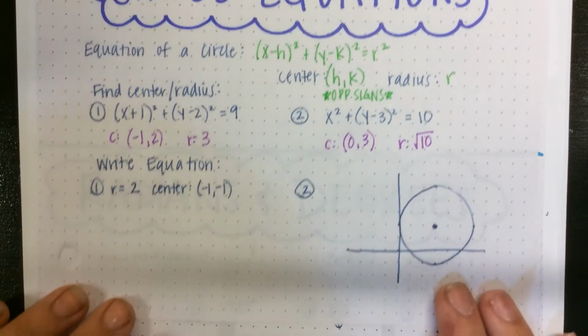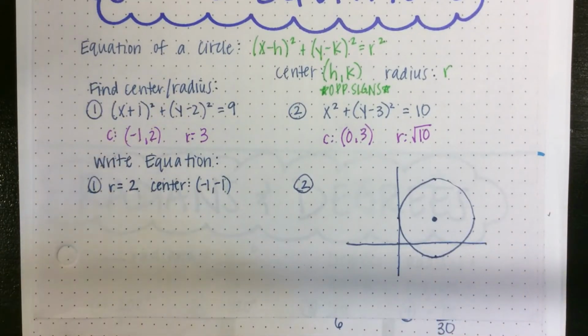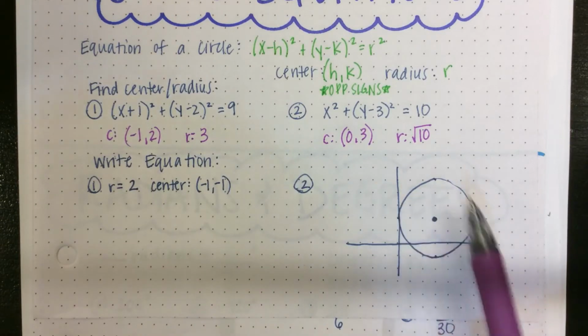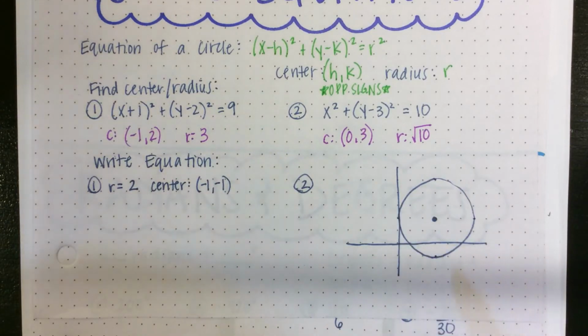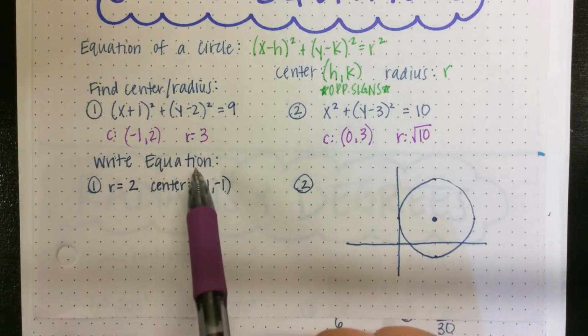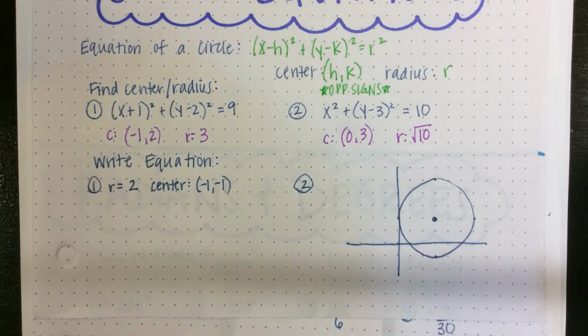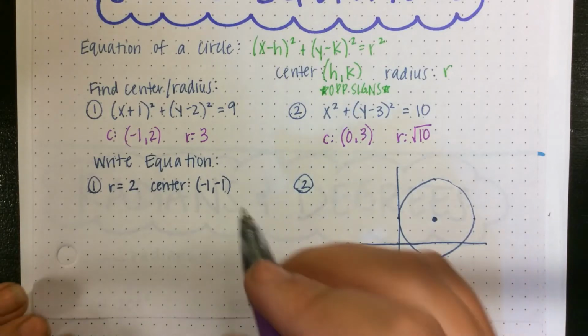Right? Then you're also going to have to write equations. So you have two ways. I'm going to have you write the equation, and I give you the radius and the center, and then I'm also going to give you a circle, or I give you a graph, and you have to write the equation. So if I want you to write the equation given the radius and the center, we're going to do the opposite of what we just did. So I'm going to take my values and plug them into my equation. So remember, h and k are opposite signs.